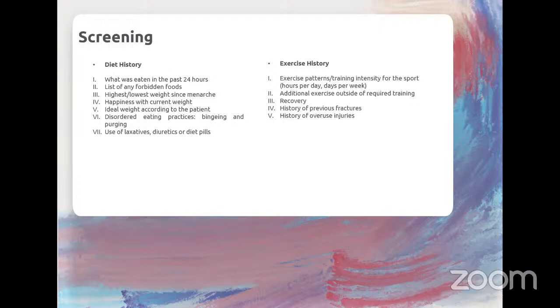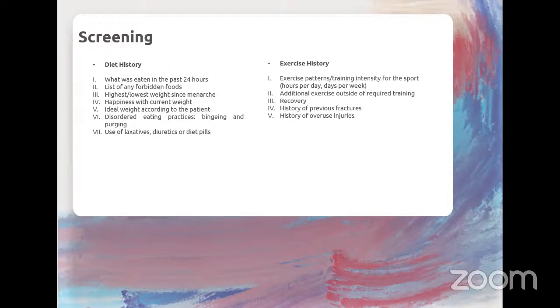Then in exercise history, exercise pattern or training intensity for the sport, like how many hours per day, how many days per week, how you've been working, or what is the intensity, is it high, medium, low, and how frequently. Additional exercise outside of required training. So if you go to the academy where you're getting trained, and then you go home and train or exercise again, all these things you should know, that in a day how many hours of exercise is actually happening.